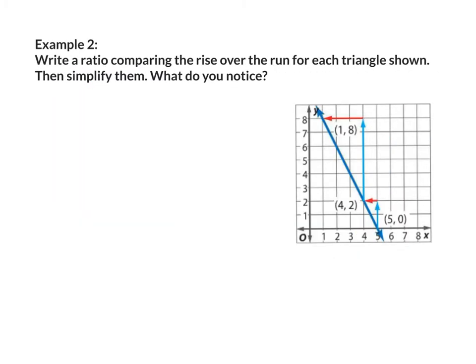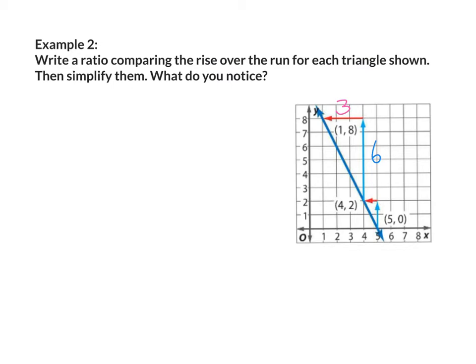Example number 2. Write a ratio comparing the rise over the run for each triangle shown. Then simplify them. What do you notice? So let's start with the large triangle. The rise is 1, 2, 3, 4, 5, 6. The run is 1, 2, 3.